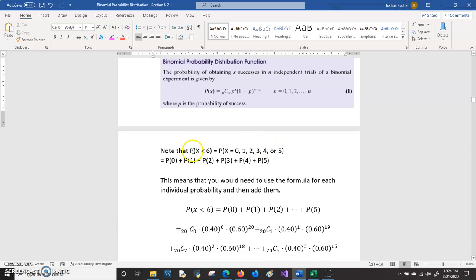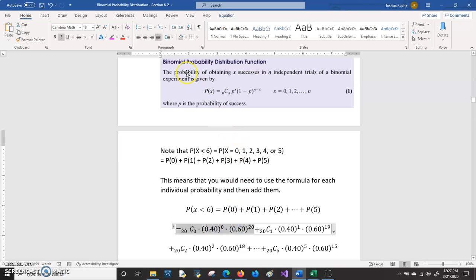And we'll want to note that the probability that X is less than 6 just means that X could be 0, 1, 2, 3, 4, or 5. And to get that, you could just find the probability of 0 plus the probability of 1 plus the probability of 2 plus probability 3 plus probability 4 plus the probability of 5. And so you would use the formula for each of these individual probabilities, plug in those numbers.